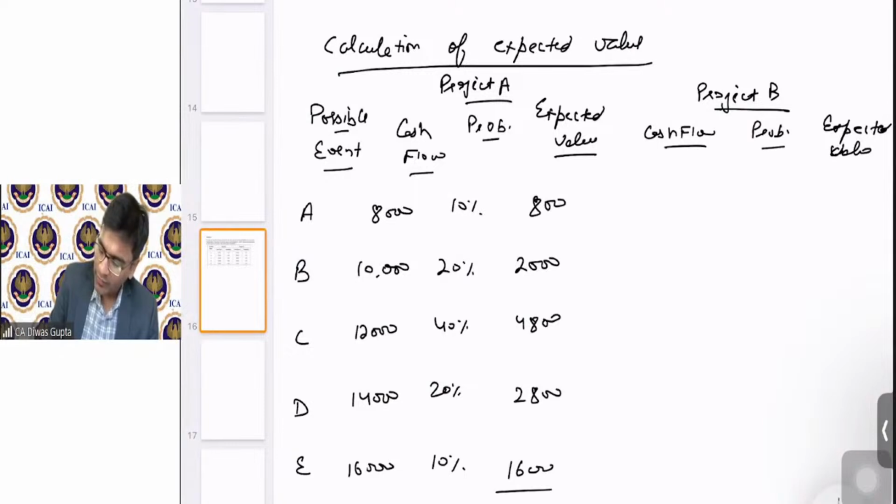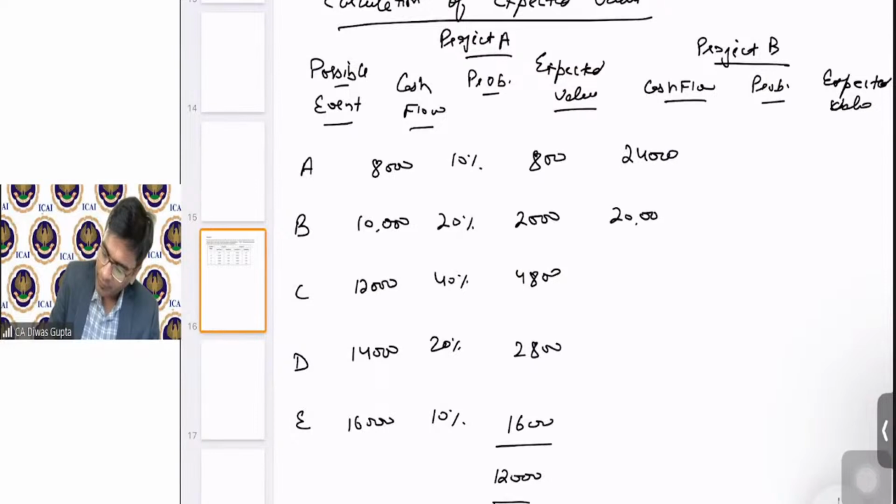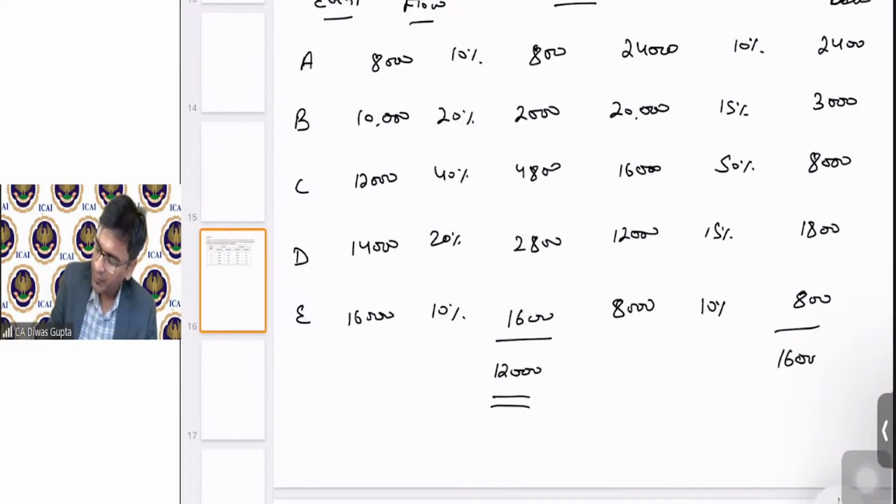So here the cash flow is 24,000, 20,000, then 16,000, then 12,000, then 8,000. Then probability is 10%, 15%, 50%, 15%, and then 10%. Expected values are 2,400, 3,000, 8,000, 1,800, and 800. The total comes out as 16,000.